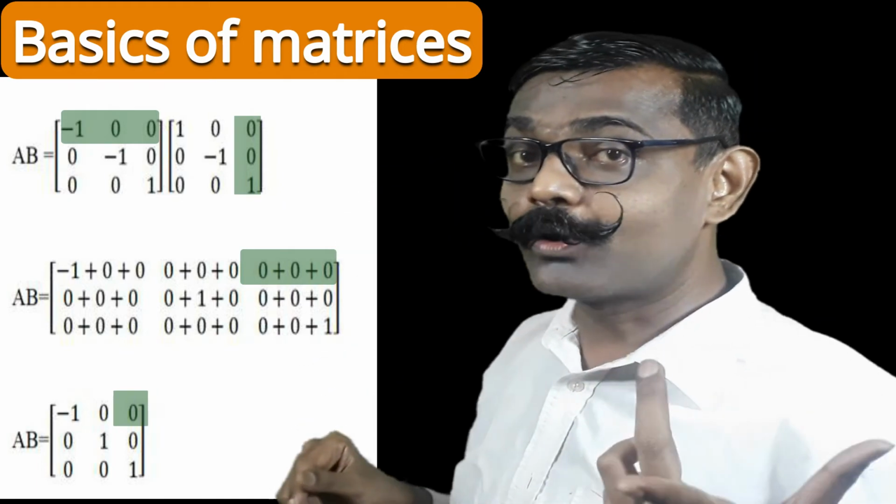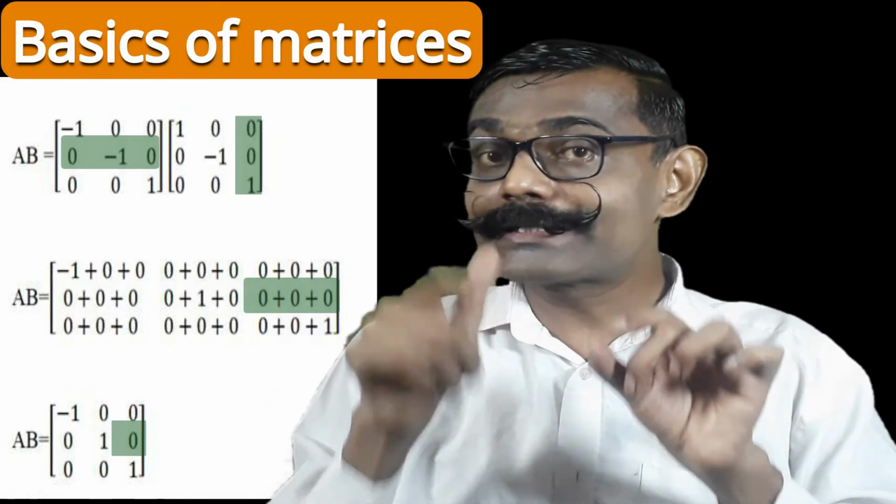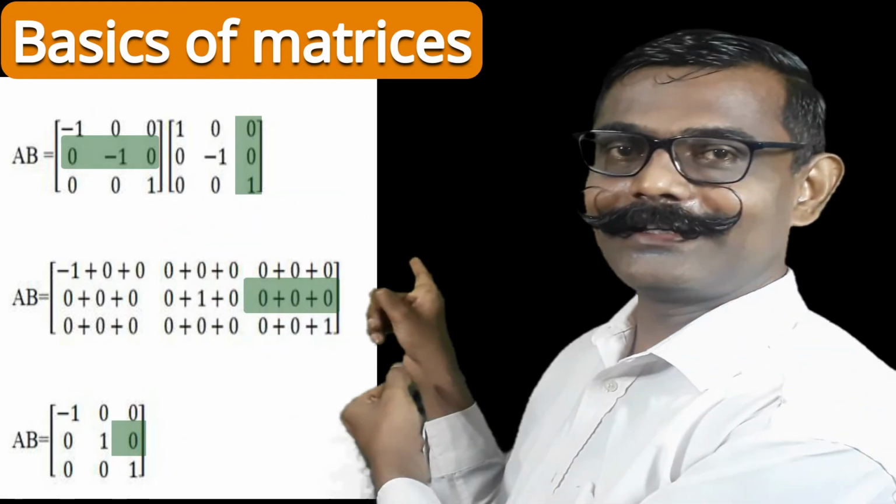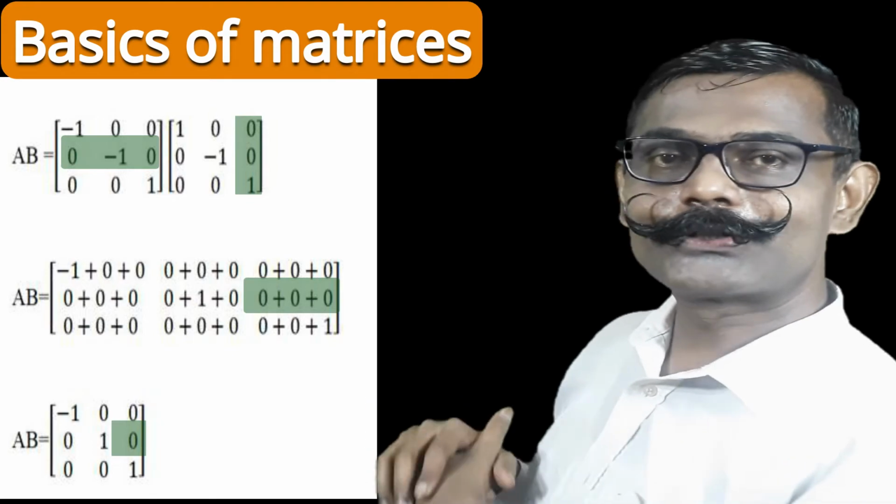Now for the second row, I have to consider the second row of A. To generate the first element of the second row, I will take the first column. To generate the second element of the second row, I will consider the second column. To generate the third element of the second row, I'll consider the third column of matrix B. Accordingly, the results are 0 plus 0 plus 0, 0 plus 1 plus 0, 0 plus 0 plus 0.